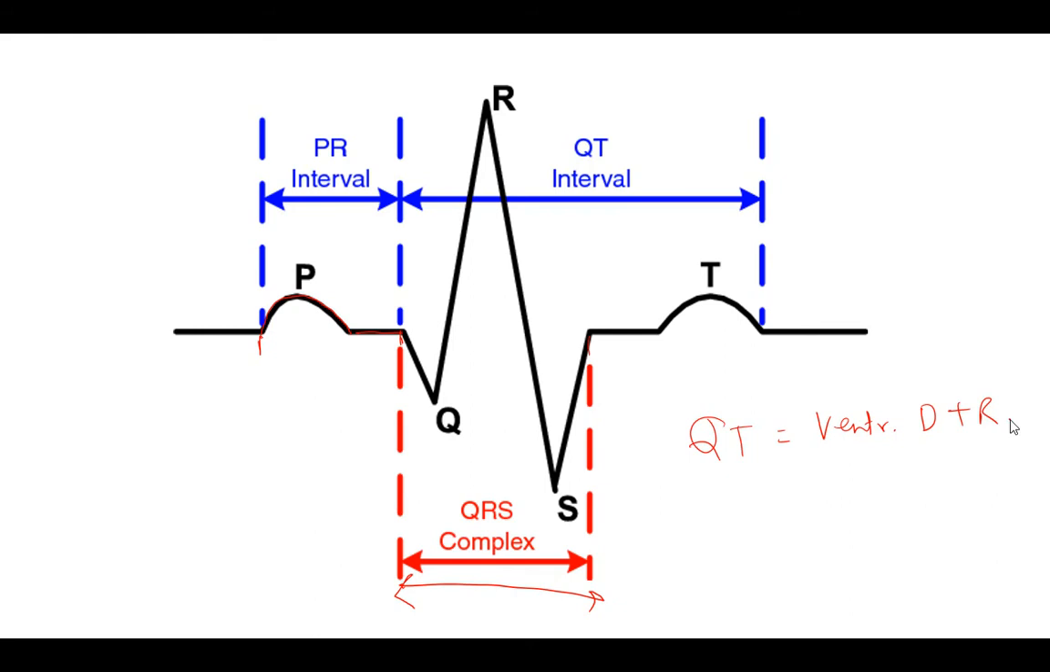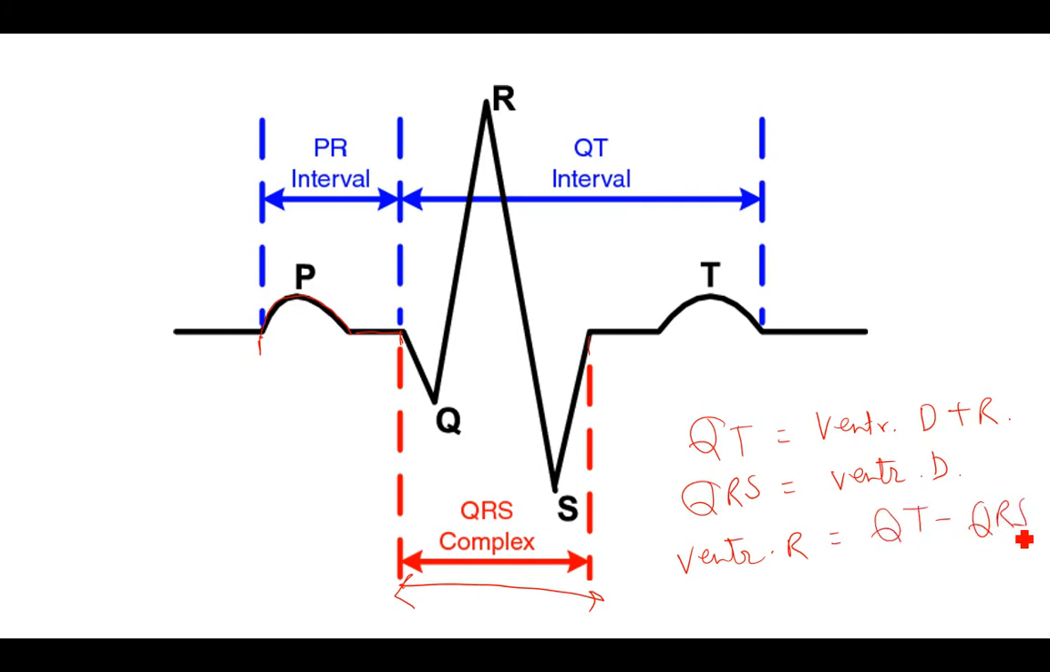And the QRS complex duration is ventricular depolarization. So if you want to calculate ventricular repolarization, it will be equal to QT minus QRS, correct?